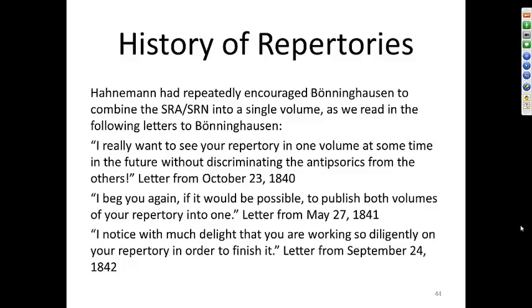And so what happens here is Bönninghausen begins to put these two together. He takes the two repertories, the SRA, the Systematic Repertory of Antipsoric Remedies, and the SRN, the Systematic Repertory of Non-Antipsoric Medicines, and he puts them together, and he creates what's called the First Repertory, the acronym for which would be the TFR. Essentially, this is a repertory that Hahnemann, as you can see here, approves of. And this approval gives Bönninghausen a great confidence in the creation of this particular repertory.